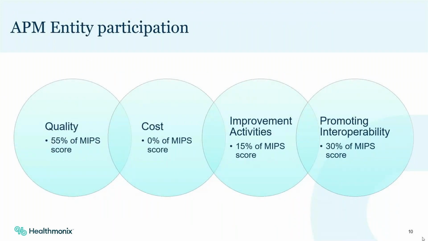If you're an APM, though, the cost score is not part of your score. So some folks think this is an incentive to move out of MIPS into some advanced payment programs, but that is one way to negate the impact of the cost score. In 2022, many folks could still use the EUC to get cost reweighted. However, this is no longer an option. And in 2024, everybody must participate and everyone will receive a cost score if it's applicable to them and the reporting mechanism that they choose.